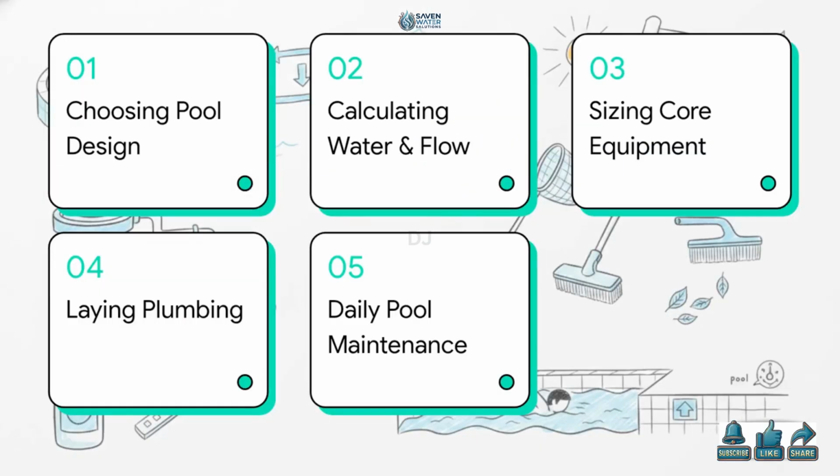To do that, we'll follow a really logical 5-step path laid out in the source material. First, choosing your pool design. Second, calculating water and flow. Third, sizing your core equipment. Fourth, laying out the plumbing infrastructure. And finally, step 5, mastering daily pool maintenance. All right, let's just jump right in.